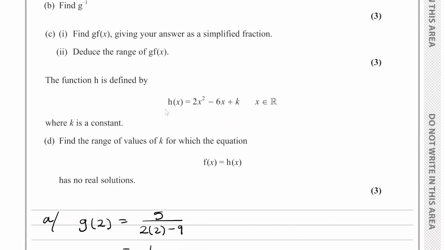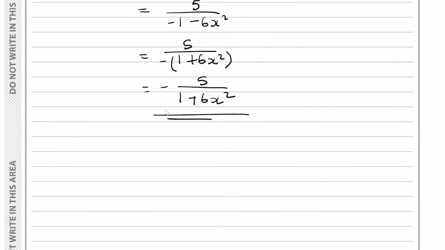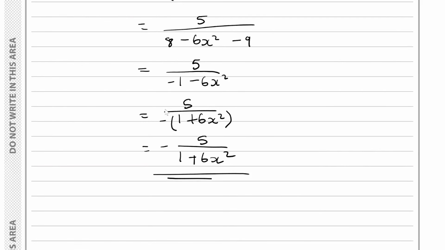Deduce the range of gf of x. So what's the range of this? So what is the smallest thing I can have on the denominator? If x is 0, if x is worth nothing, it's going to be worth negative 5. So 5 over 1 is 5. So it can be worth 5.